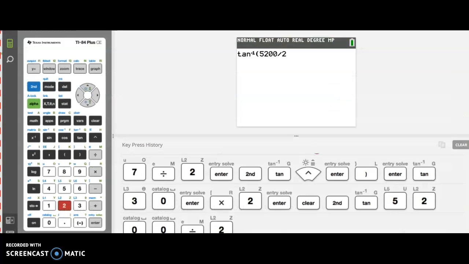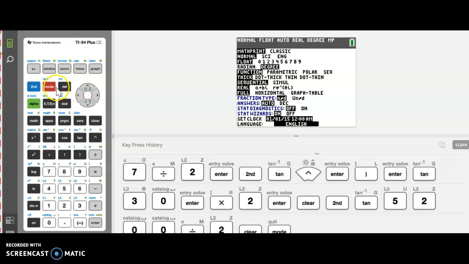So here's our calculator. And we need to take a step first. So there's actually 2 ways to measure angles. You can measure them in degrees, or you can measure them in radians. So we're going to go to this red mode button here, and you need to be in degree mode. So what you're going to do is arrow down and arrow to the right till you're on top of the word degree and hit enter. And when you do that, it should highlight the word degree in black. And now you're in degree mode.